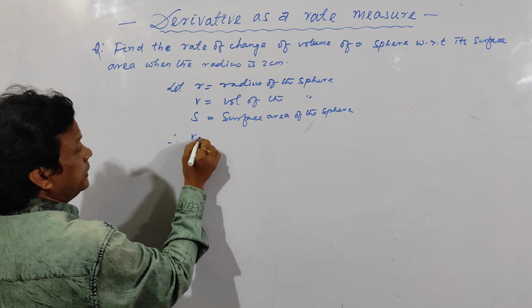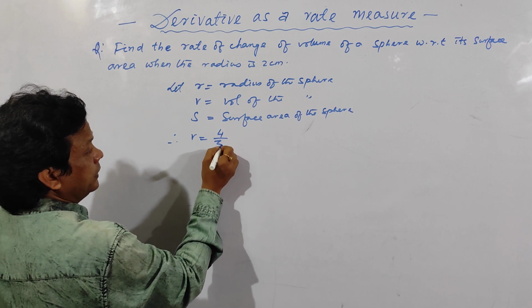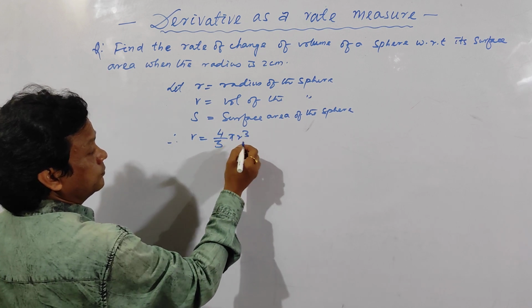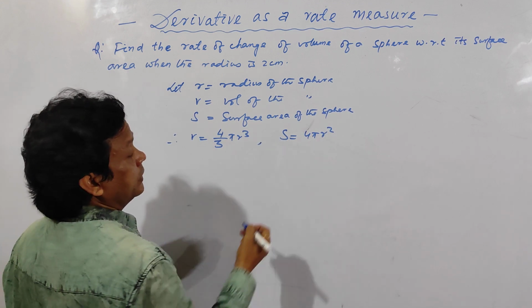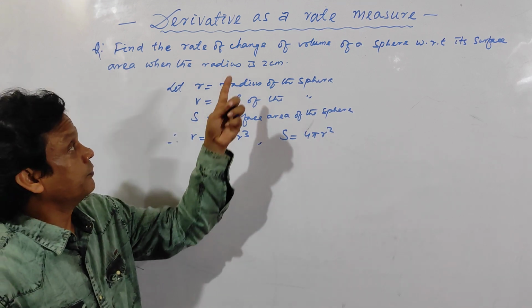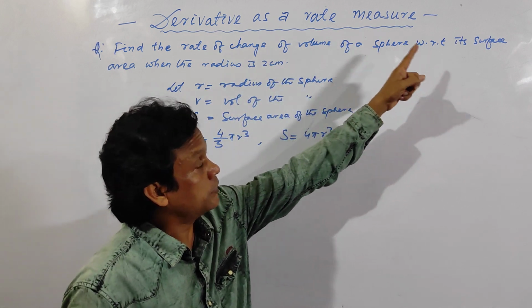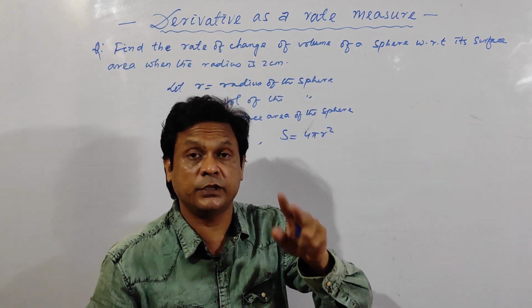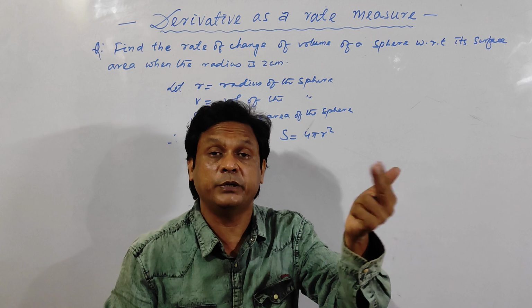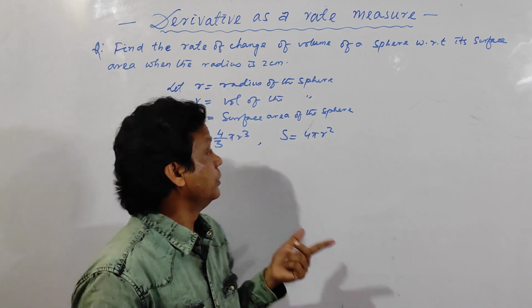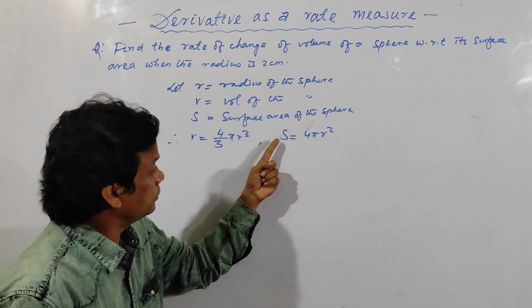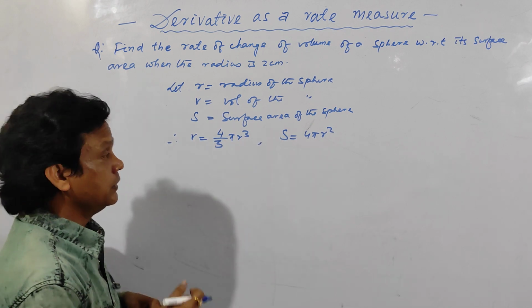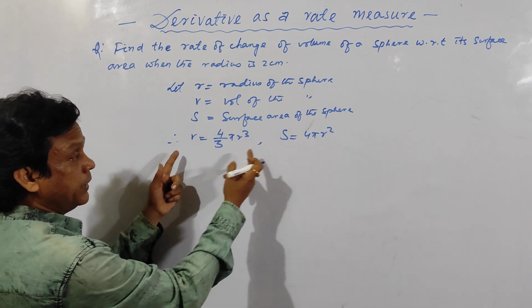So therefore, V is equal to 4 by 3 pi r cube, and S is equal to 4 pi r square. And what you have to find out? The rate of change of volume with respect to surface area. That means dV by dS. Clear? See here. First of all, this is a parametric form.